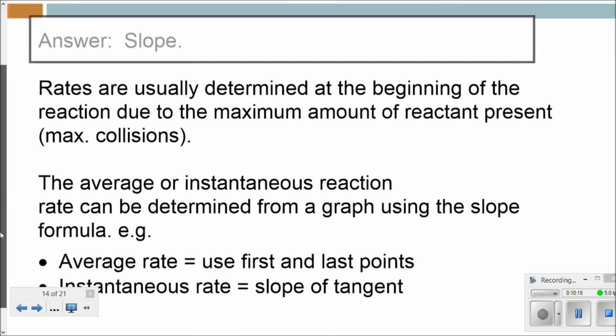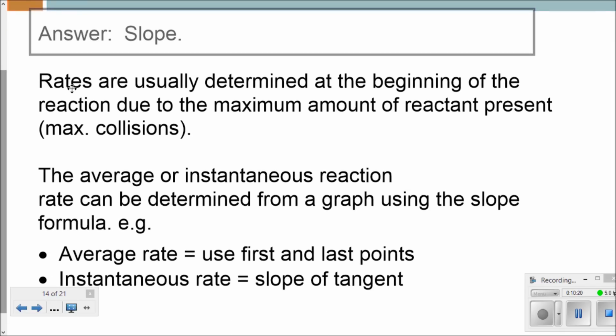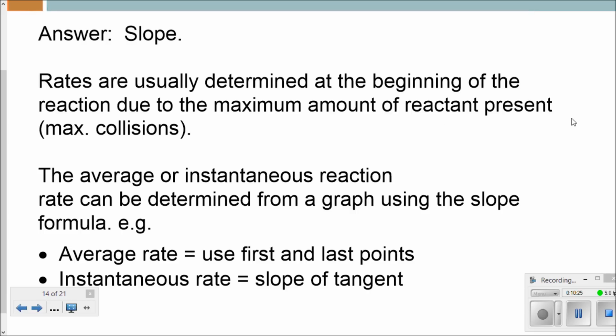And normally when we're talking about rates, what we do is we take the rate and we determine it at the beginning of the reaction due to the maximum amount of collisions. We want to know the maximum rates initially, okay? We don't want to know the rate at the end of the reaction. We want to know it initially. And so what we can do is we can find the average rate between 2 points, or we can find the instantaneous rate by finding a tangent. So let me show you what I mean.